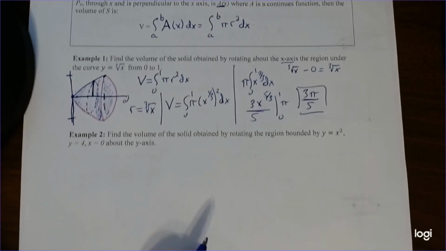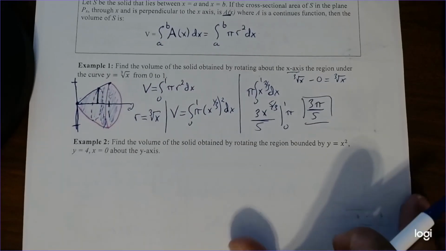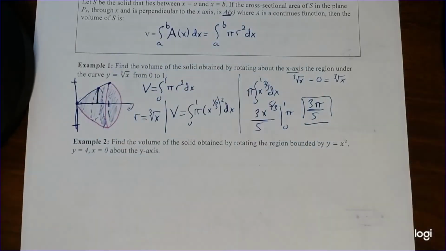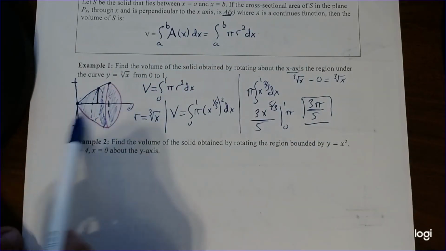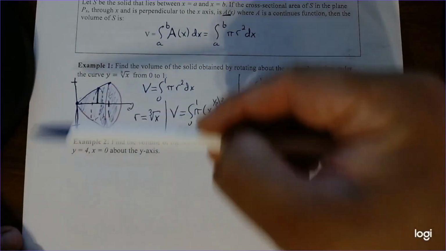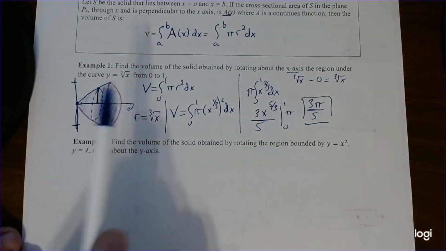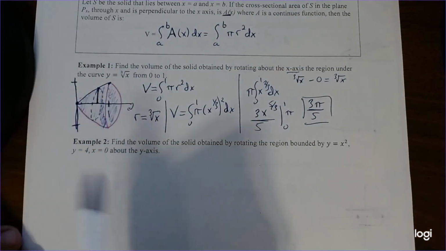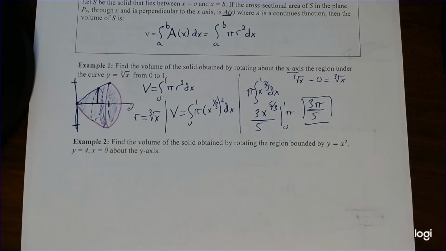Okay, so unfortunately, it's not always going to be that simple, just rotating around the x. What if we want to rotate this now around the y, this way? Instead of going in and out of the paper, it's going the other way, rotating this way. And that's what we're going to talk about in example 2. So example 2 says, find the volume of the solid by rotating the region bounded by y equals x squared, y equals 4, and x equals 0 around the y-axis.